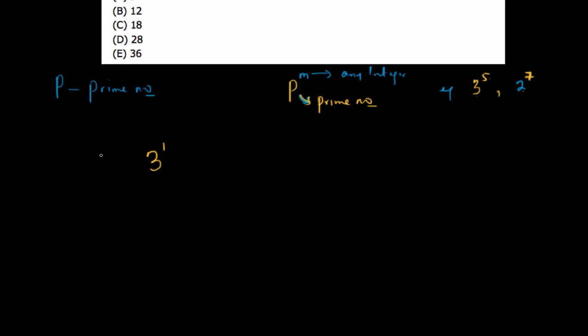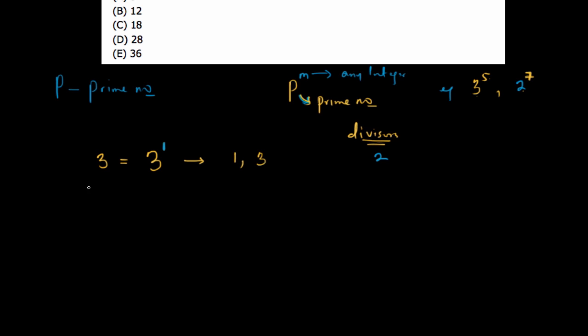Now the first one is, assuming you are given 3 to the power 1. This is 3, which is the same thing as 3 to the power 1. Let's call this 1. If you're told to find the number of divisors of 3, the divisors are just 1 and 3. That's all, right? So you have 1, 2. You have 2 of them.